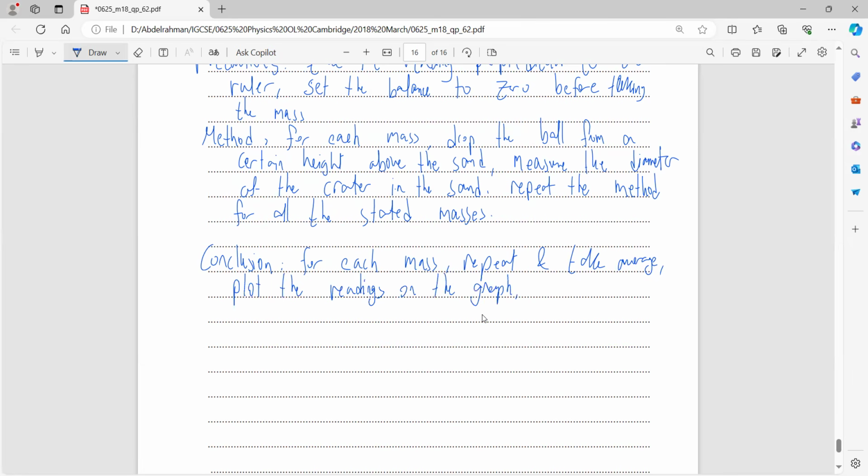And instead of saying that we will compare the results, we actually already know the results. We already know that as the mass increases, the diameter of the crater would increase. Okay?